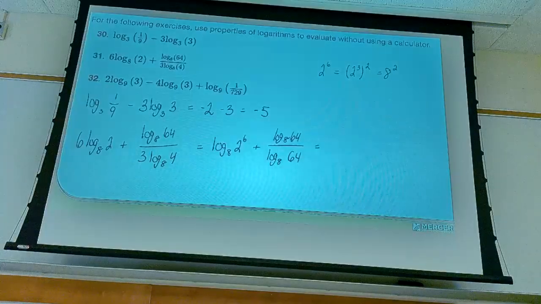And it's base 8. So what's the power of 8 here? 2. So what's log base 8 of 2 to the 6th? 2. 2 plus 1.